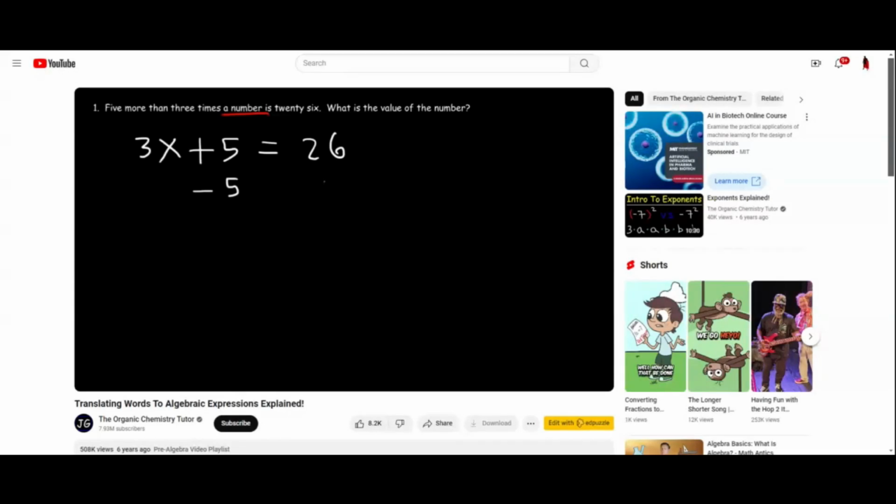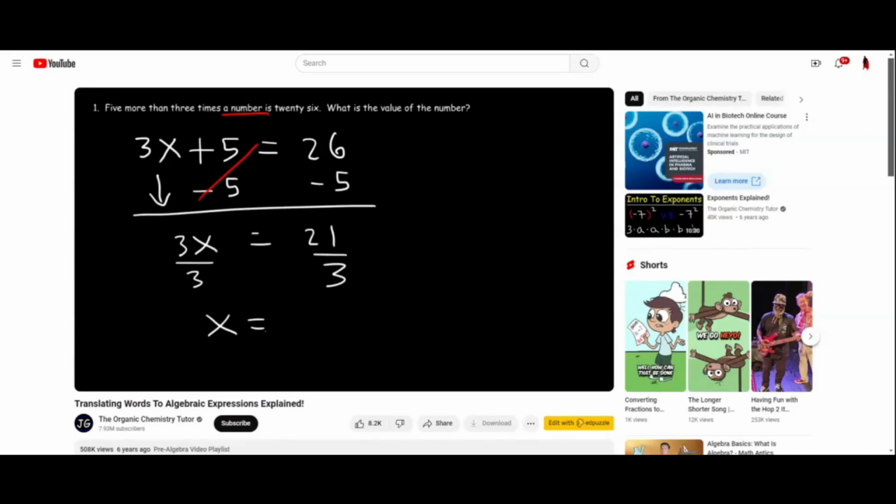Let's begin by subtracting both sides by 5. 26 minus 5 is 21. And let's bring down the 3x. So 3x is equal to 21. Now our next step is to separate the 3 and the x. They're multiplied, so we need to divide the 3 from the x. 3x divided by 3 is simply 1x, or x. 21 divided by 3 is 7. So that is the missing number, 7.